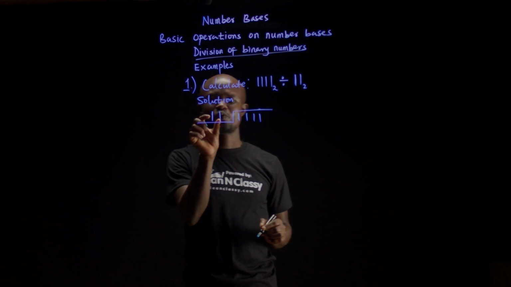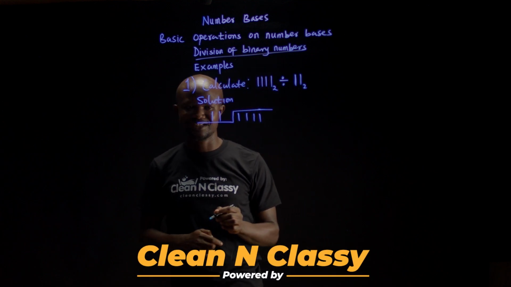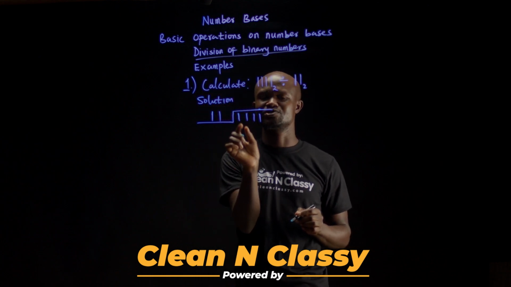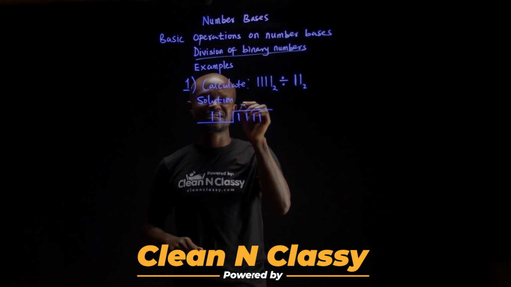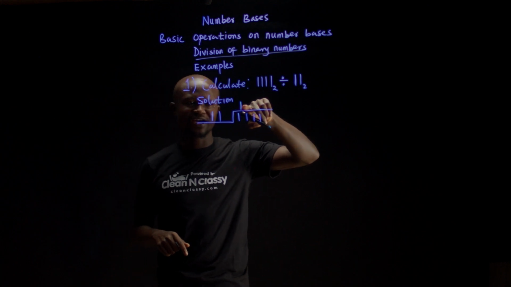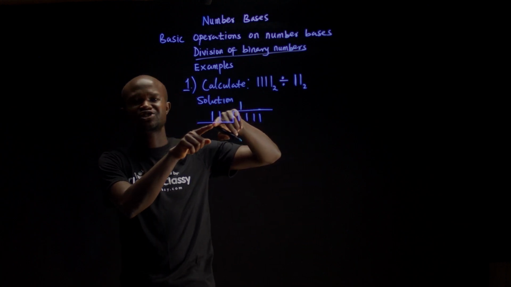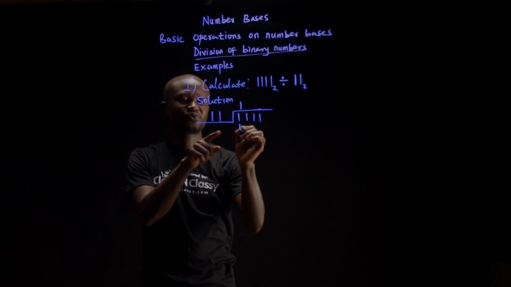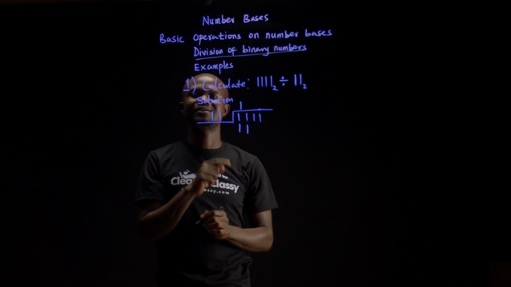Now, for this divisor, how many digits do we have? A 2-digit number. So it's going to be compared to the first 2-digit number here also. 1, 1 divided by 1, 1. What do we have? That is 1. Now, the result we have here, which is 1, we are going to use to multiply the divisor. 1 times 1, that is 1. And 1 times 1, we also have 1.